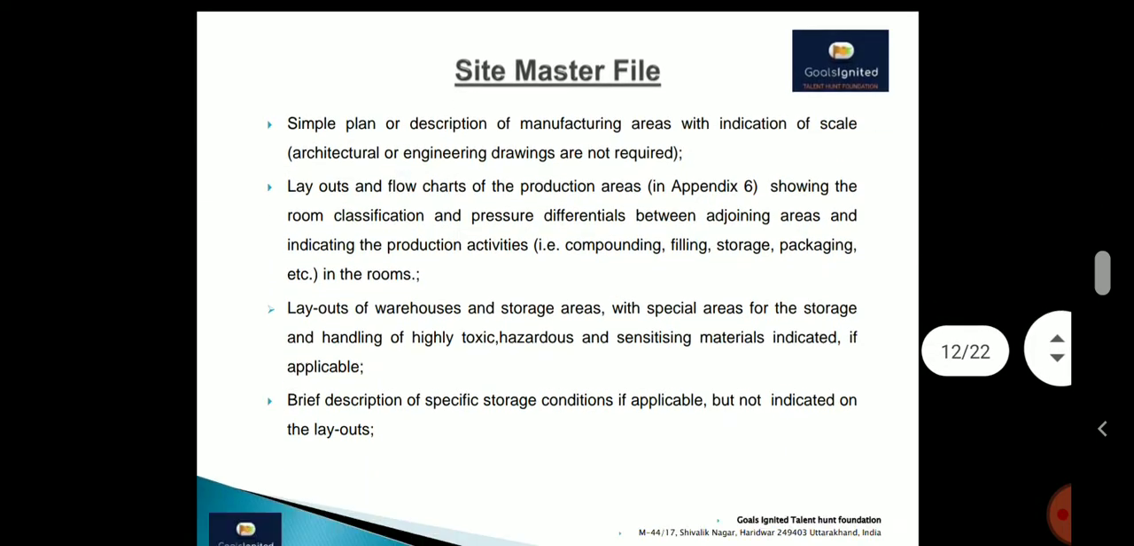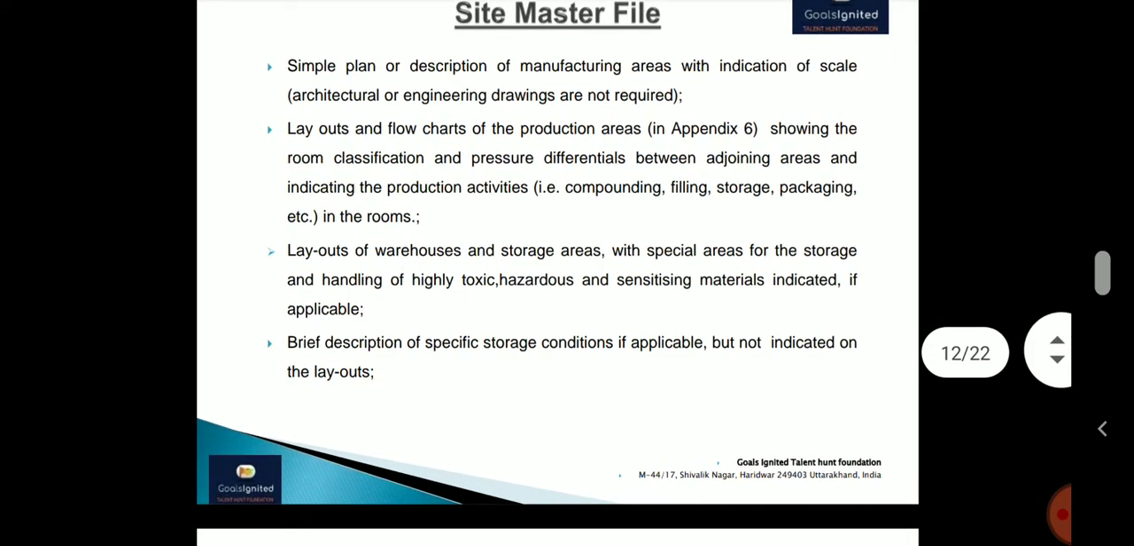Then we come to the simple plan about the description, manufacturing areas, indication, scale, or the architectural or engineering drawings, which are required. Sometimes it is required because you have a limitation on the number of pages. A site master file should not exceed more than 30 pages, plus we can have around 6 to 7 annexures, such as the organization chart, list of accreditation approvals, schematic drawings and everything.